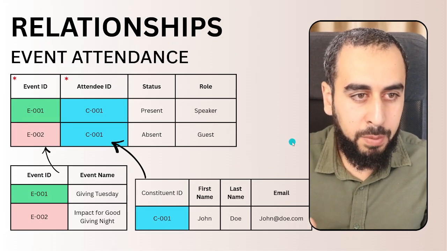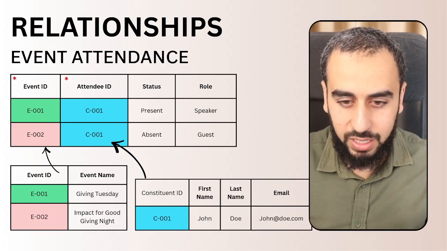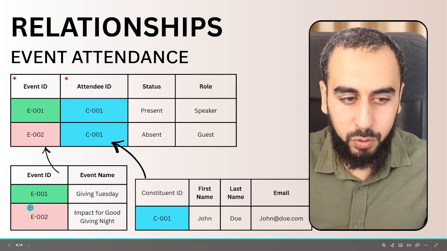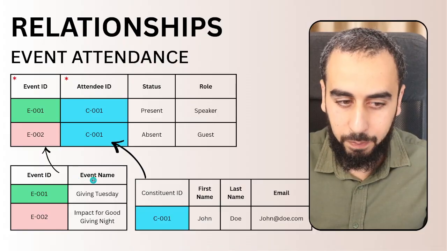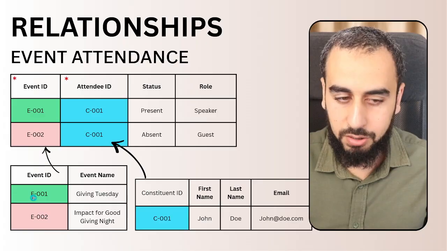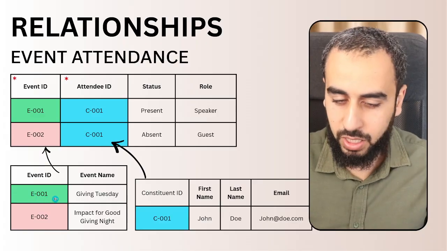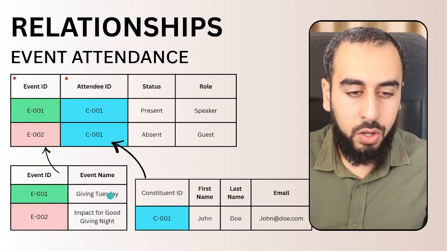Let's look at another example, and that is the event attendance. Before we talk about the event attendance itself, we have a table for events. Remember, same concept. We have an event name. We have Giving Tuesday, for example. The ID of a Giving Tuesday is E-001. It's up to you, again, how you use the IDs, as long as it increments.